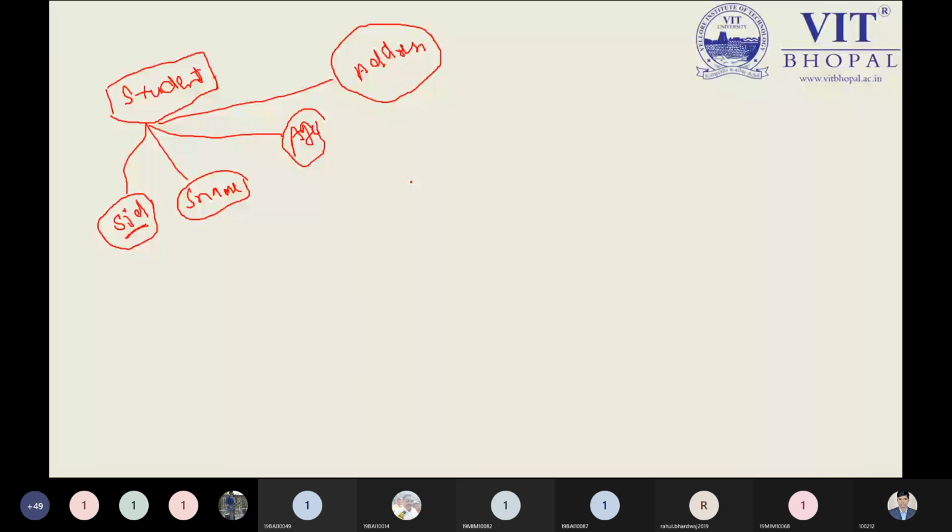Okay, can anyone tell me what this is? Can we say this is an ER diagram of the student? An ER model of the student? Can I say this is an ER model of the student entity? Yes, sir. Okay, is everyone agreed with me?